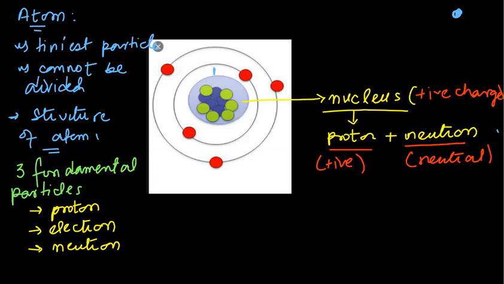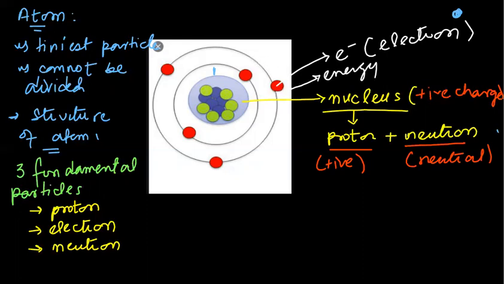And there are negatively charged electrons which revolve around the nucleus in particular orbits, the orbits which you can see in black or gray. These are known as energy levels or orbits. Okay, so we can say that an atom consists of a nucleus and electrons revolving around the nucleus in particular energy levels known as orbits.